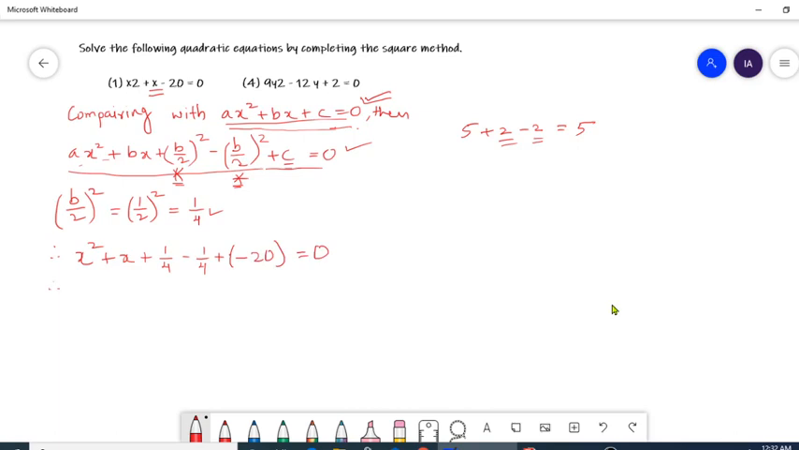Now these three can be paired together. First three can be paired together as x square plus x plus 1 by 4 in one pair. This is minus, so I'll take minus, since this minus plus will give you minus. So it is 1 by 4. Since I'm taking minus and these two are together minus, so here you will get plus 20 equals to 0.